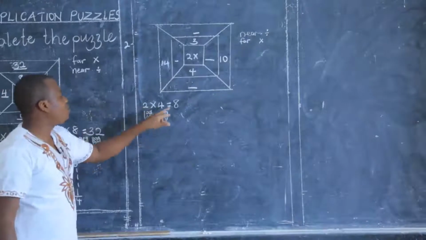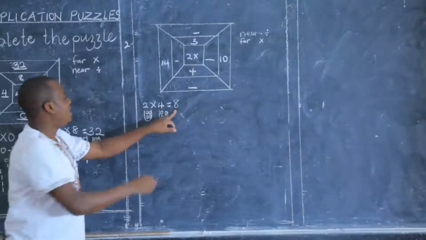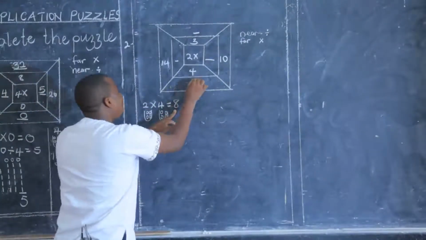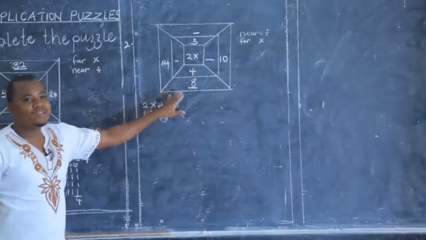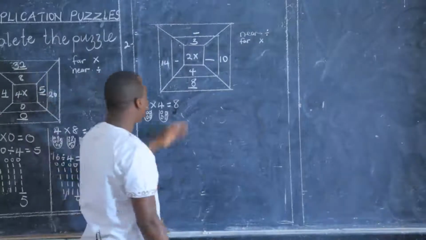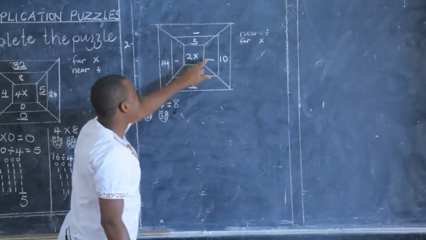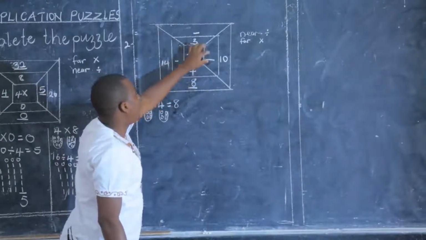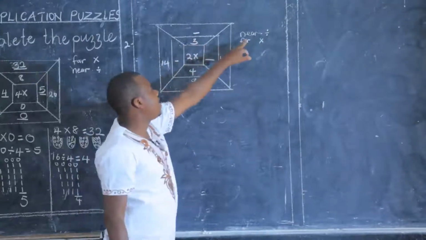So after getting your answer, don't leave it here. Come and complete your puzzle. Put the answer in that dash. Then after that, I got the next one. 2 times dash, meaning we are getting now the answer from near the center.